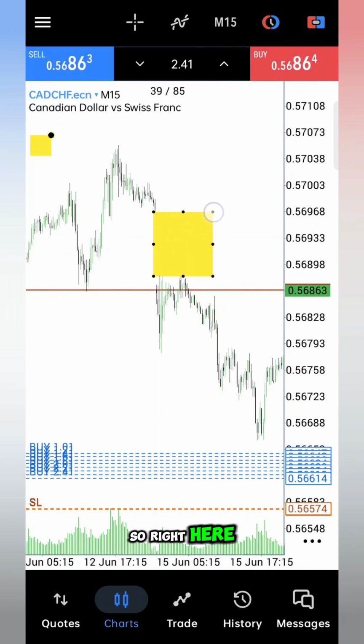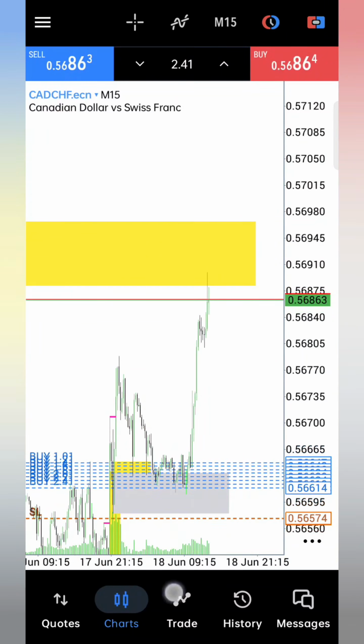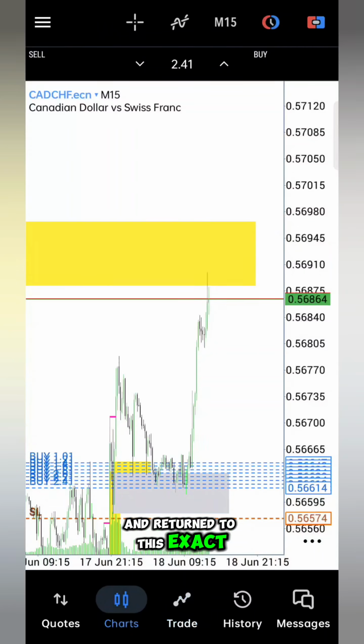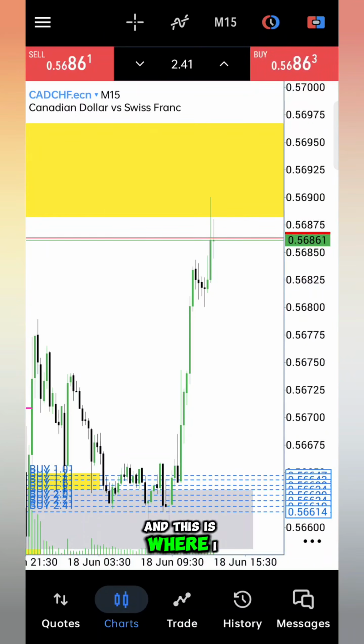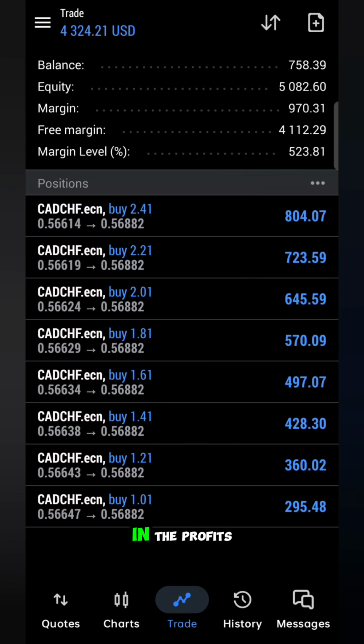So right here, price created a massive gap and initially moved downward, but then it came back and returned to this exact level. And this is where I set my profit target. Why? Because this level is loaded with institutional sell orders and liquidity. This is a high probability exit zone, so it's time to lock in the profits.